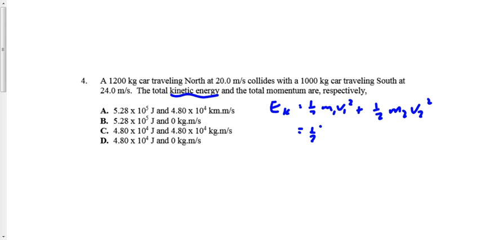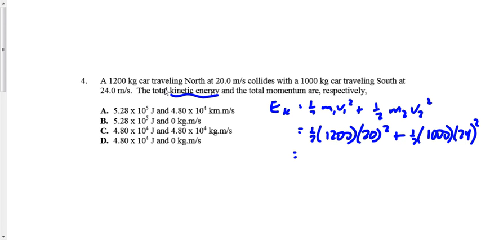1/2 of 1,200 times V1 is just 20 squared, plus 1/2 of 1,000 times 24 squared. That gives us, oh, by the way, how come I use 24, not negative 24? Yeah, because kinetic energy is a scalar, right? We don't want the direction. Even if it was at a funny angle, we wouldn't deal with that. I don't like funny angles, but if it's a funny angle with a scalar, I don't really care. Not a big deal.